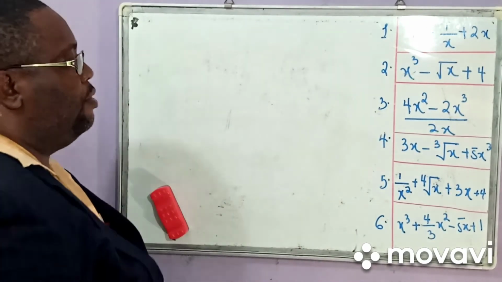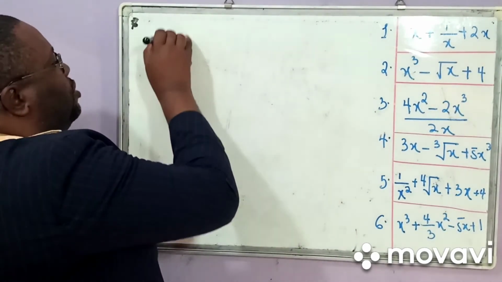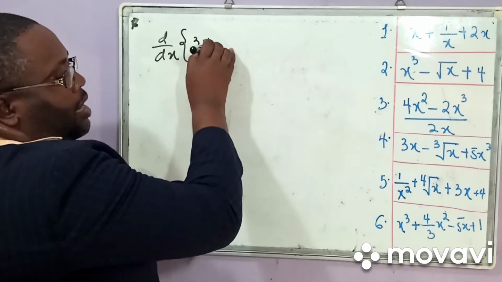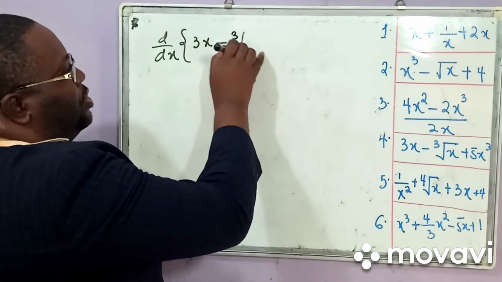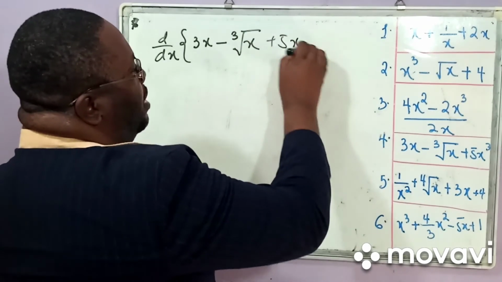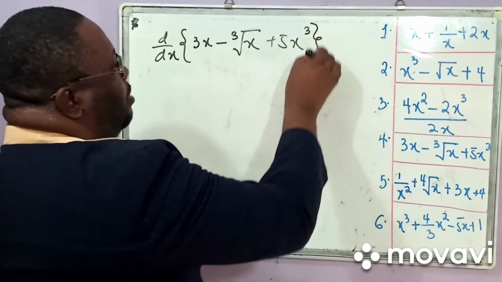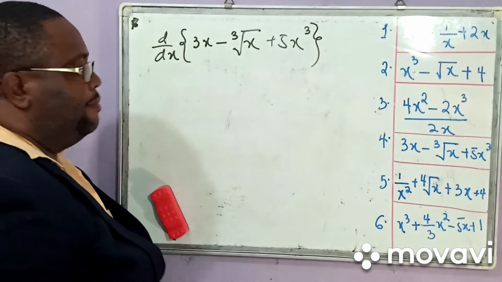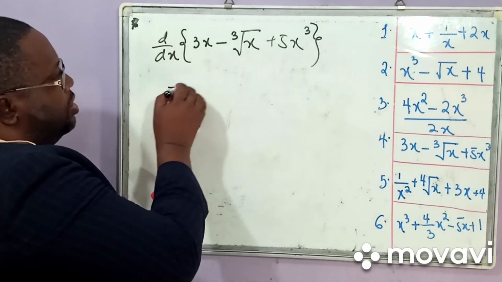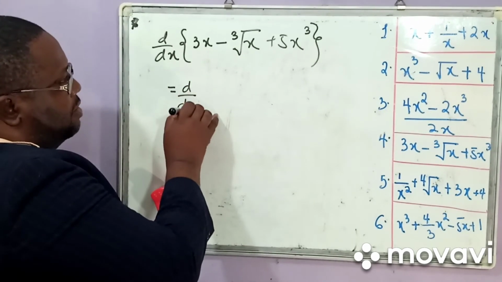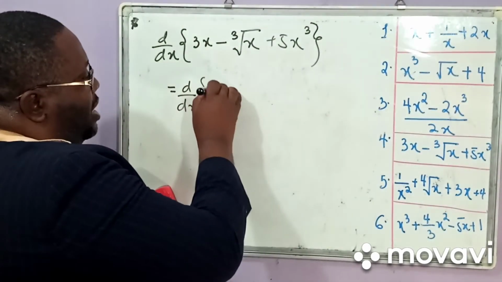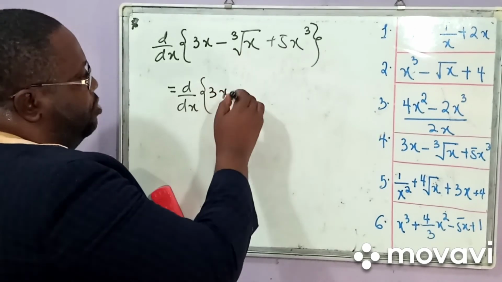Okay, let's look at number 4. Number 4 says we should differentiate with respect to x, and then we are having 3x minus the cube root of x plus 5x cubed. Voila. This simply becomes equal to the derivative with respect to x. Then I open up a bracket. Okay, let's rewrite everything. I have an arrangement to make here.